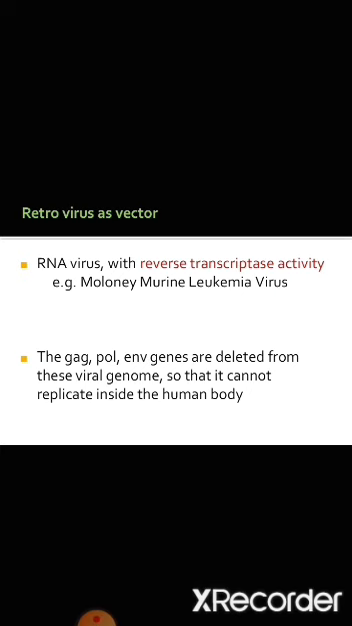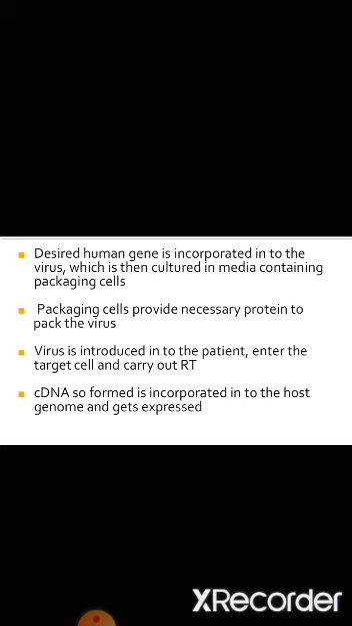The gag, pol, and envelope genes are deleted from this viral genome so that it cannot replicate inside the human body. After deleting these genes, the desired human gene is incorporated into the virus, which is then cultured in a media containing packaging cells. These packaging cells will provide the necessary protein to pack the virus. Then this virus is introduced into the patient, enters the target cell and carries out reverse transcription. The complementary DNA so formed is incorporated into the host genome and it gets expressed.